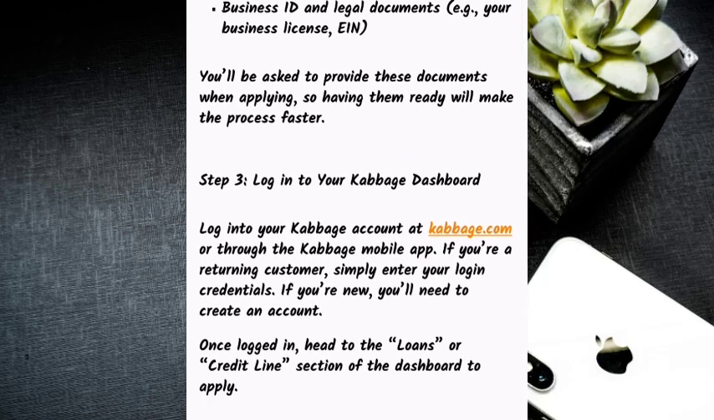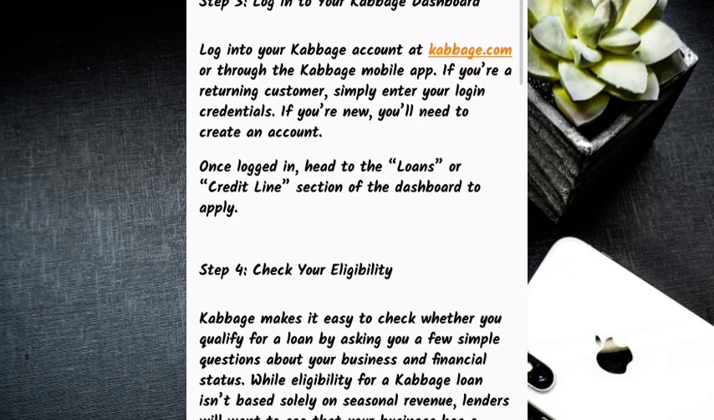Step 3, log into your Kabbage dashboard. Log into your Kabbage account at kabbage.com, or you can do so through the Kabbage mobile app. If you're a returning customer, simply enter your login credentials. But if you're new, you're going to need to create a new account. Once logged in, head to the loans or credit line section of the dashboard to apply.